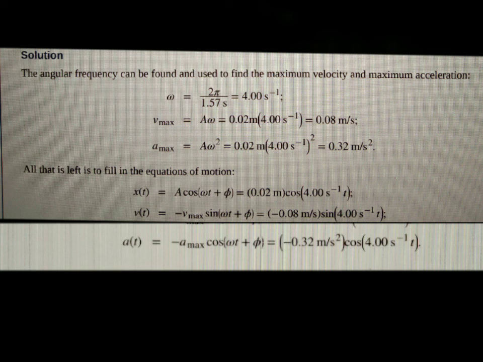So the position, velocity, and acceleration can be found for any time. It is important to remember that when using these equations, your calculator must be in radians mode.